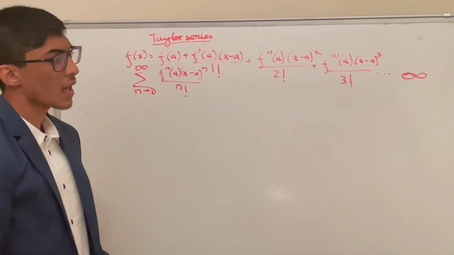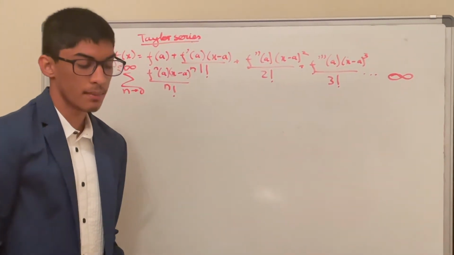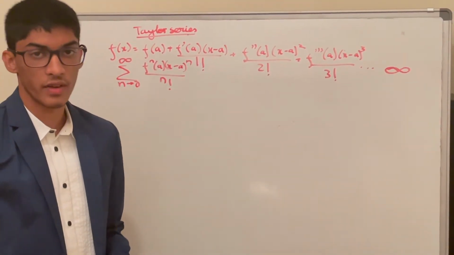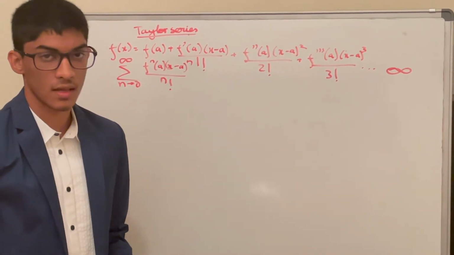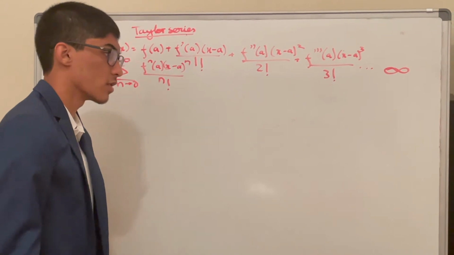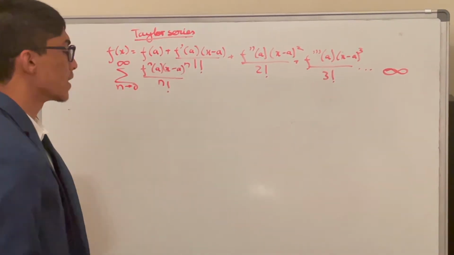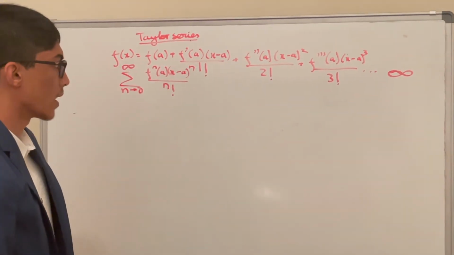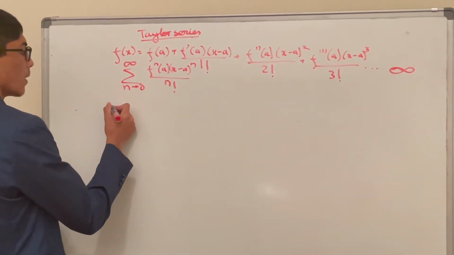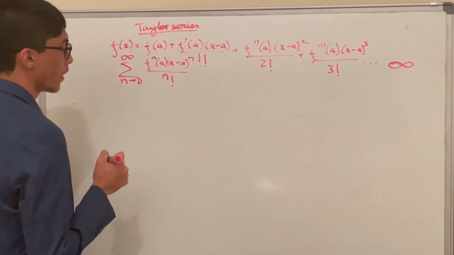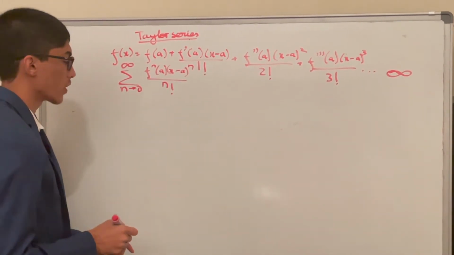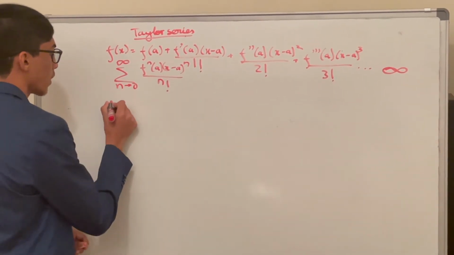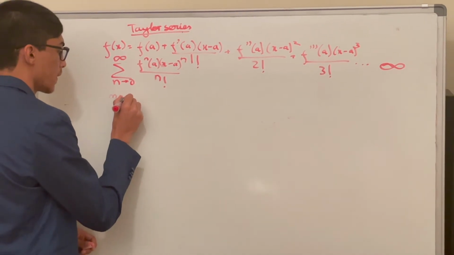And the Taylor series can be used to deduce many functions such as e to the power of x, sine x, cos x, and log of 1 plus x, which are the most famous functions which the Taylor series can be used to represent. So first, before we find the expansions for e to the power of x and the other functions, we should look at the Maclaurin series.